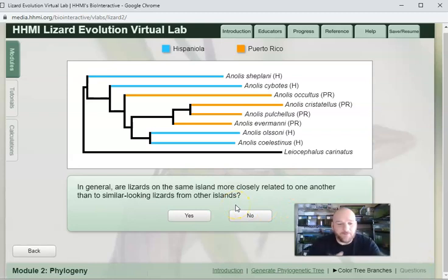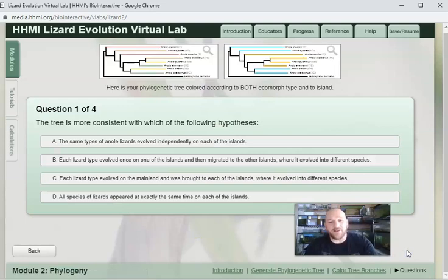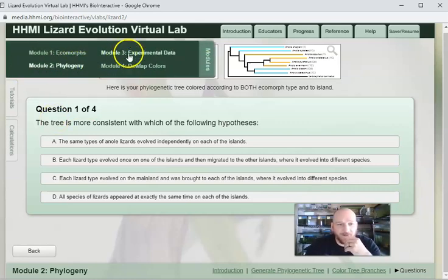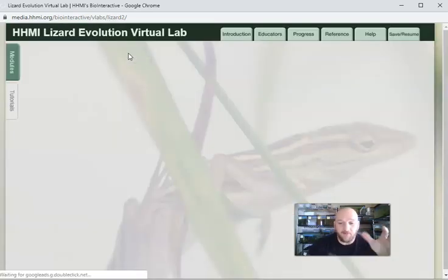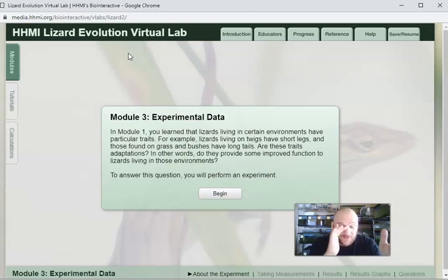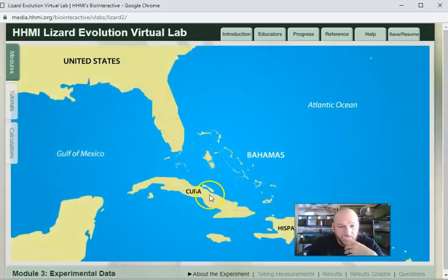Again, good stuff. They're more closely related to ones from similar islands. And then it asks us some quiz questions to double check our understanding. This is one of several modules, like I said. The other ones here, this data analysis one is fantastic. You actually can go through and measure these lizards on an island and then an experimental island where they're trying to drive evolution. Here, I'll start the beginning of it.